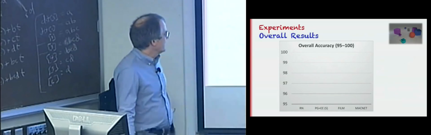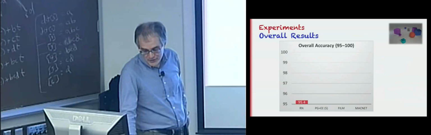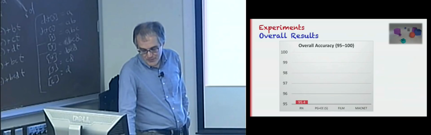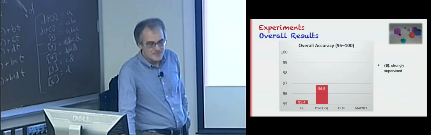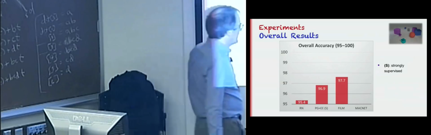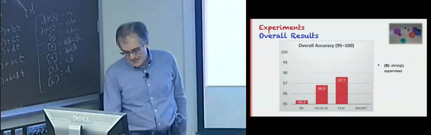So in particular, DeepMind examined their relation networks, and they got 95.4%, supposedly above the humans. Then Justin Johnson did a better and more sophisticated version of neural module networks, and it got 96.9%. And then most recently before us, the Montreal FiLM model that I briefly mentioned got 97.7%. Effectively, all of the neural module network works are strongly supervised and use the functional programs, whereas neither the relation networks nor FiLM did, and neither do we.